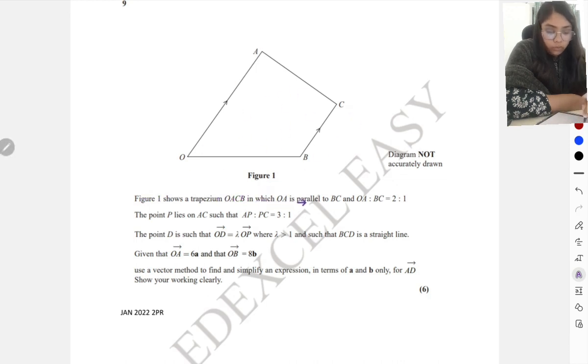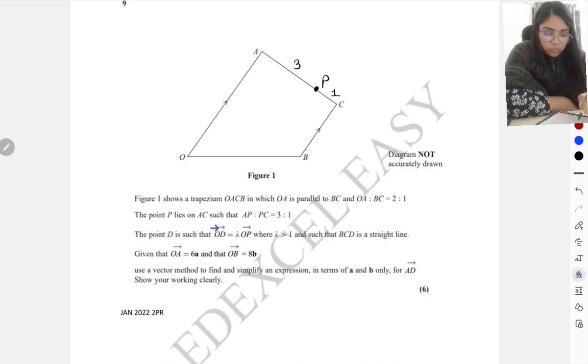In which OA is parallel to BC, and they actually haven't given you any values for OA and BC, but they have provided you with the ratio that OA is to BC is 2 is to 1, and again the point P lies on AC such that AP and PC is 3 is to 1. Okay, so maybe over here somewhere this point P would be present, and AP is 3 and PC is 1, right?